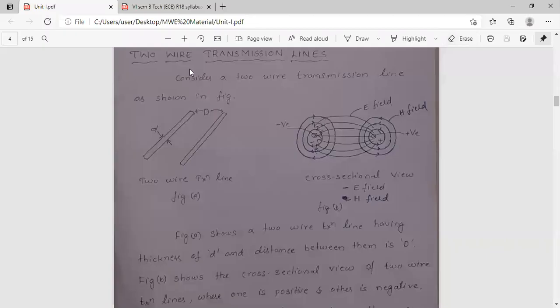Where you can observe the two-wire transmission lines, as we are going to discuss now, two lines, two wires are being taken. The distance between the two wires is capital D, and small d gives the thickness of this transmission line. Okay, and this is the normal view, the two-wire transmission line.